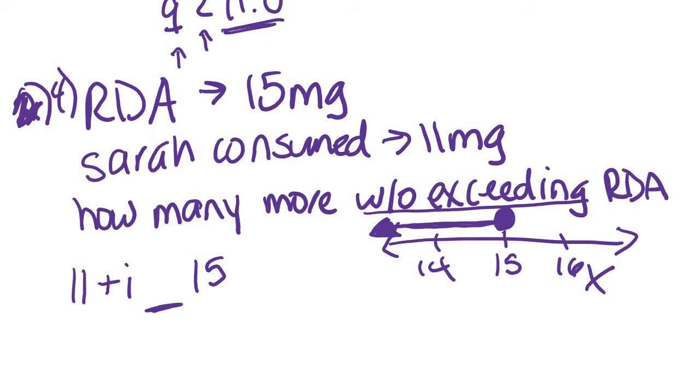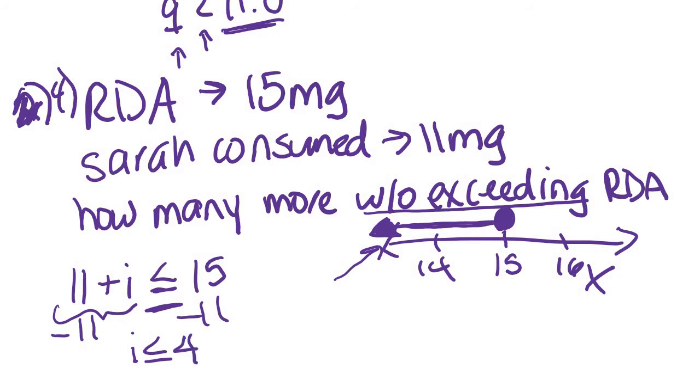So that means that our answer has to be greater than or, oh, no, not greater than or equal to, sorry. Less than or equal to. Right, because we want our solutions over here to be on this side, not the other side. All right, so now let's solve it. So we do minus 11. That's going to be I less than or equal to 4.